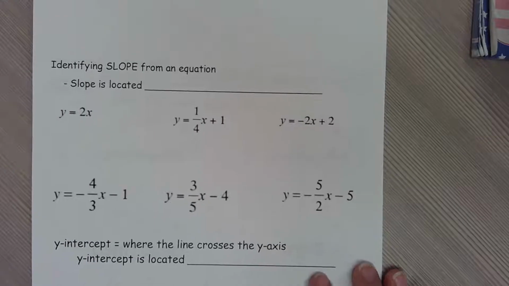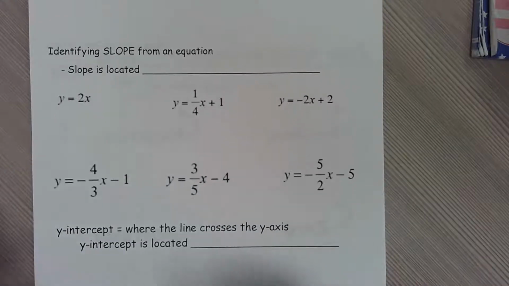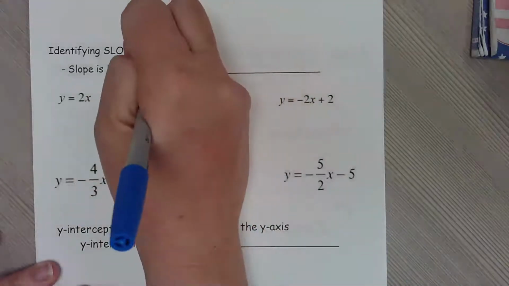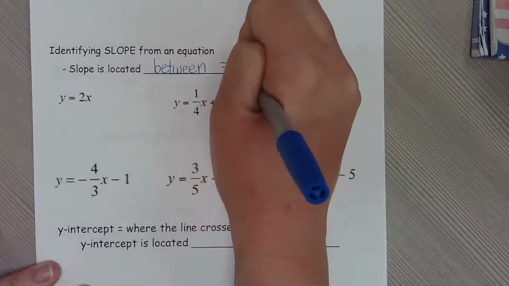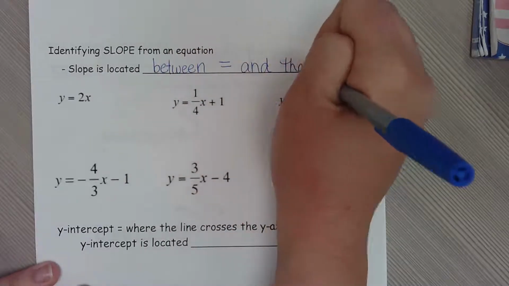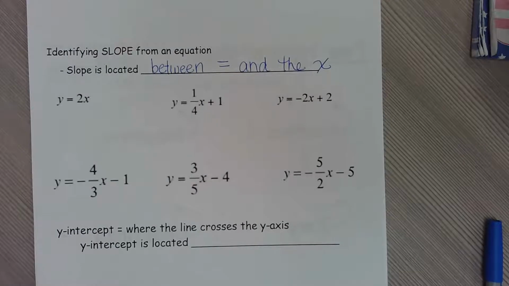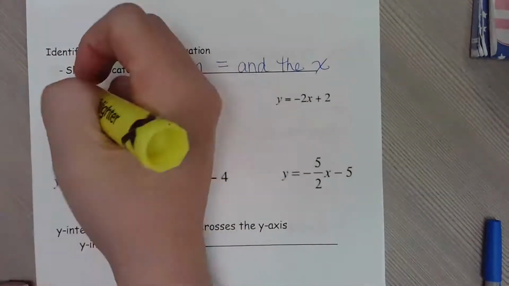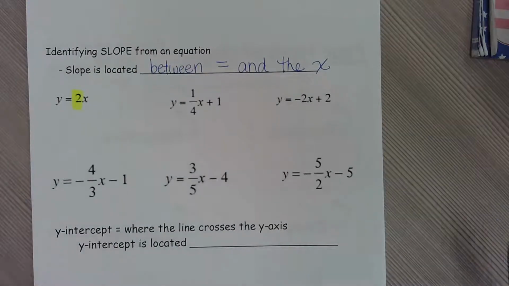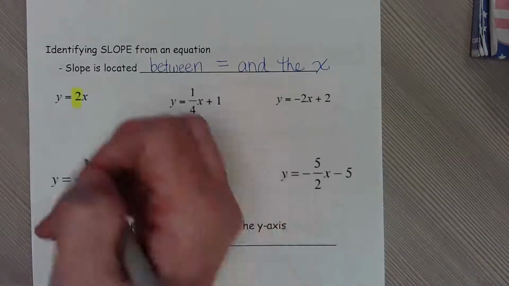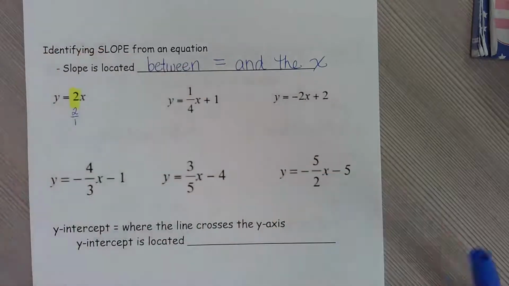All right, so when you are looking at an equation, and these equations are in something called slope-intercept form, okay? When you're looking at an equation, you can identify slope because slope is located between the equal sign and the x. So when I'm looking at these equations, y equals 2x, the slope is 2. Now, I just said that slope is written as a fraction, as a ratio. We could write that 2 over 1.